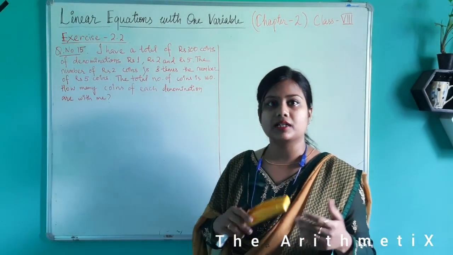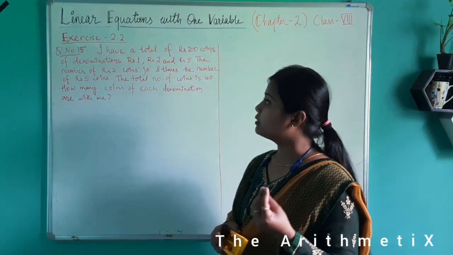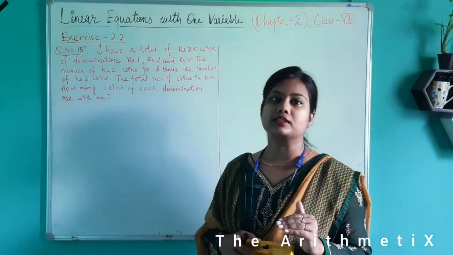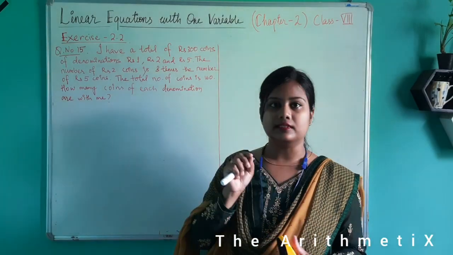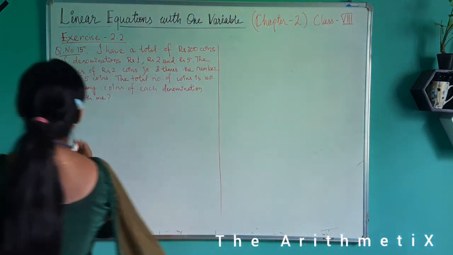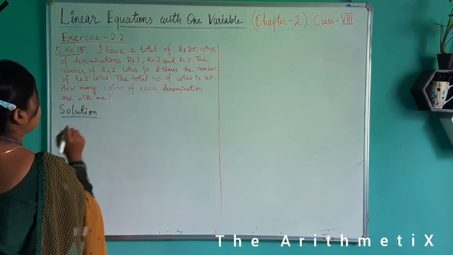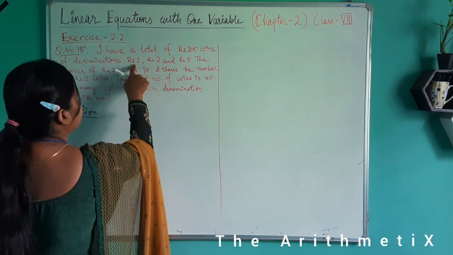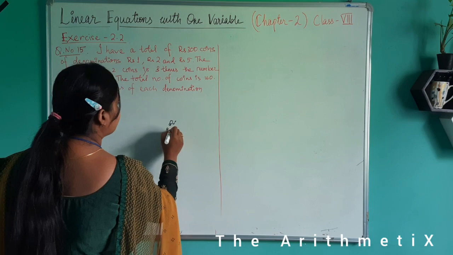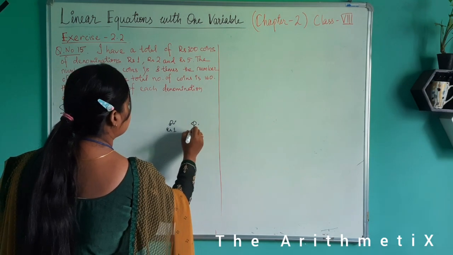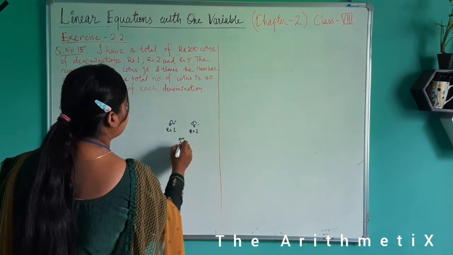We have been given some conditions with coins and we need to find how many coins of each denomination we have. So 3 conditions are given here. Let us analyze them one by one and try to solve. Rupees 1, 2 and 5 coins are with me. Let us say these are rupees 1 coins, these are rupees 2 coins, and these are rupees 5 coins.